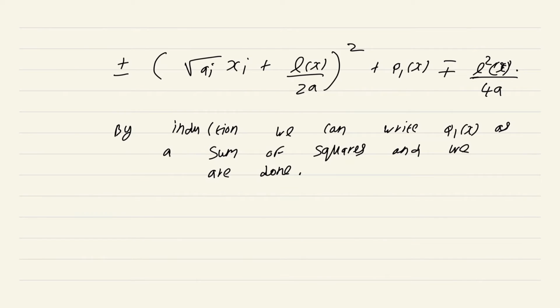So this concludes the proof under the scenario that there is a term of the form plus or minus ai xi squared. Under that scenario, we have managed to write this quadratic form Q as a sum of squares of linear functionals. Okay, excellent.